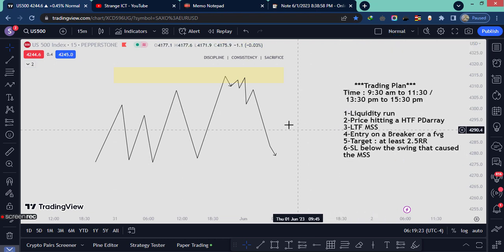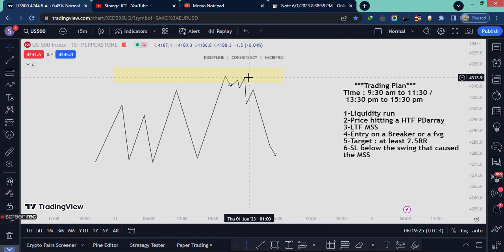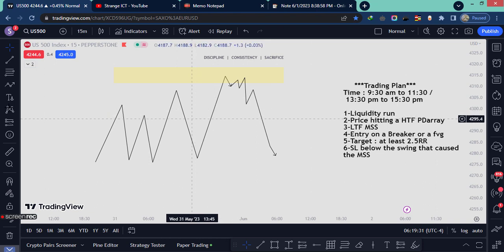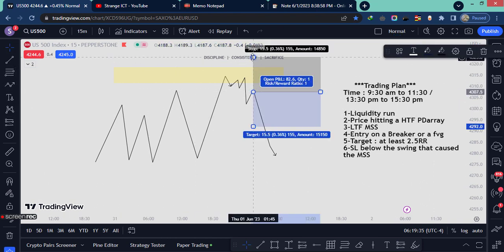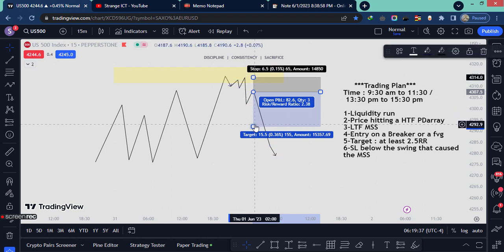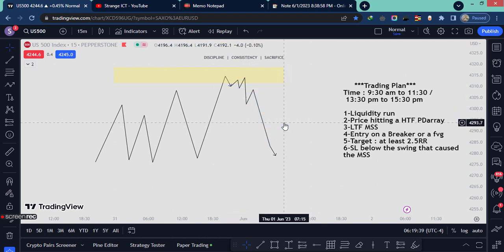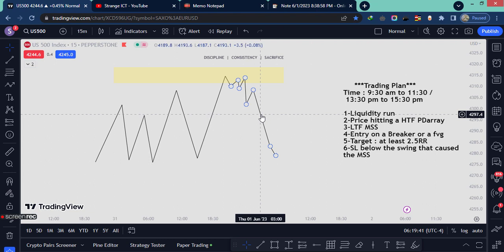The stop loss must be above the swing or below the swing that caused the market structure shift. So in this example, you want to put your stop loss here, all right, and target at least 2.5 R. Now let's go to the examples.